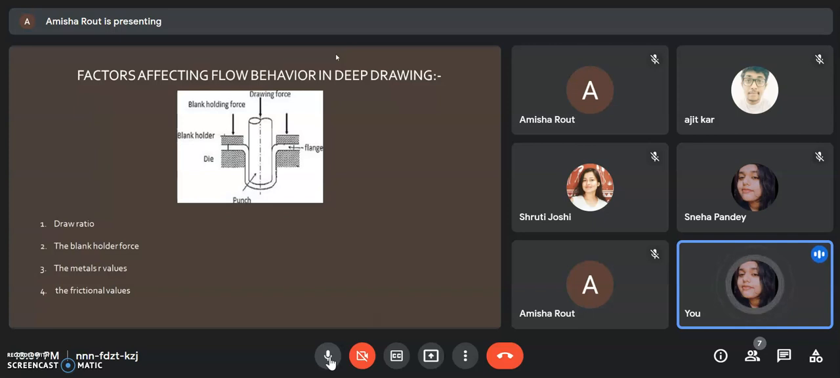The typical flow behavior of iron and steel is determined from a tensile test. This linear regime of deformation is interrupted in a tensile test by the onset of geometric instability that is given by Hart's criterion, where dσ/dε is work hardening and σ is stress. The main factors discussed are draw ratio, the blank holder force, the metal's values, and the frictional values.